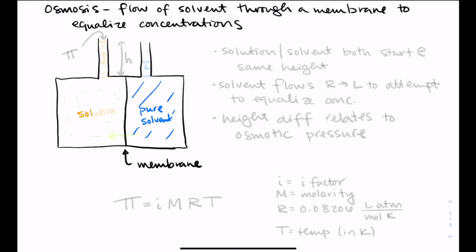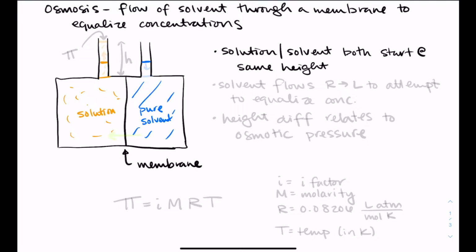The concentration in the solvent is zero, right? So this is why the solvent is going to keep moving in to dilute the solution to try to get it closer to zero. And that will result in a height difference. So the volume on the solution side is going to go up as the solvent moves over to dilute it, and the height on the solvent side will go down because the solvent is moving out of this section.